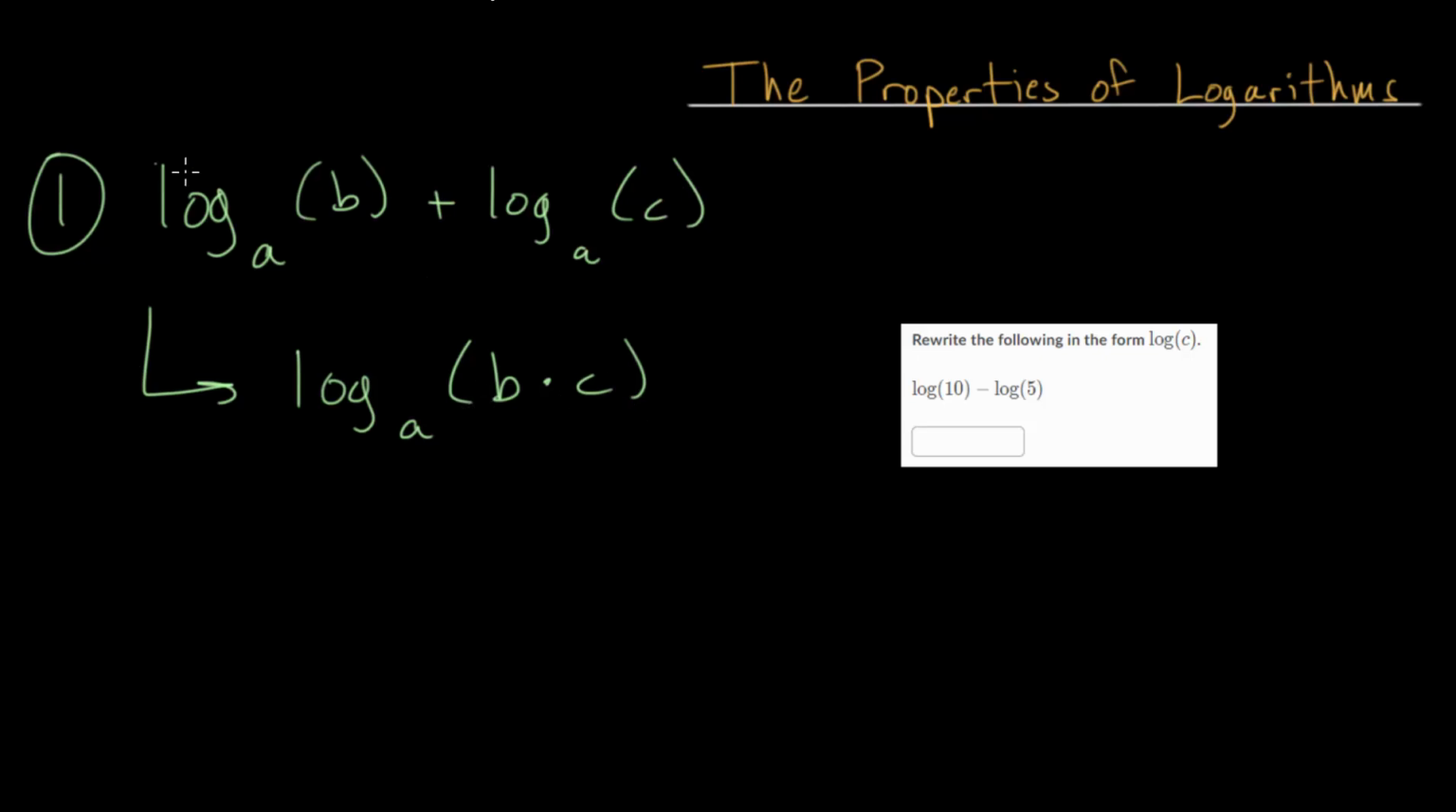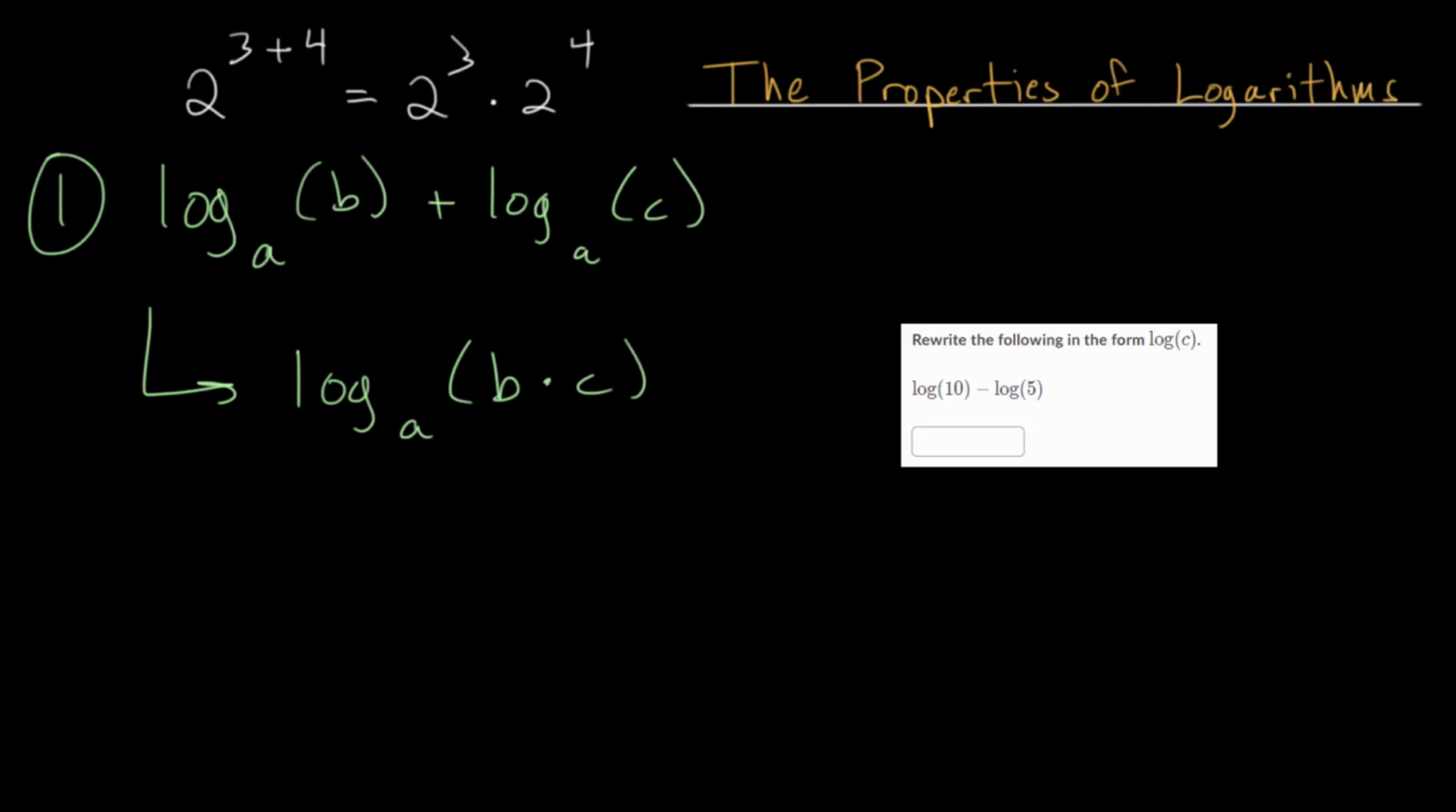And one way to make sense of this is that it's related to exponent properties, since we know that if we had 2 to the 3 plus 4, this is really just equal to 2 to the third times 2 to the fourth. So these ideas are related to each other.